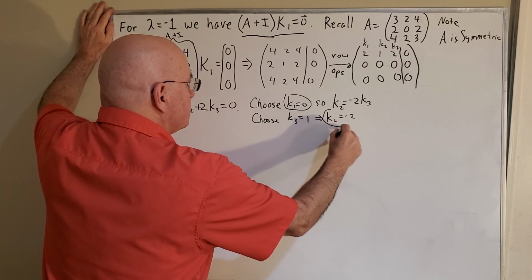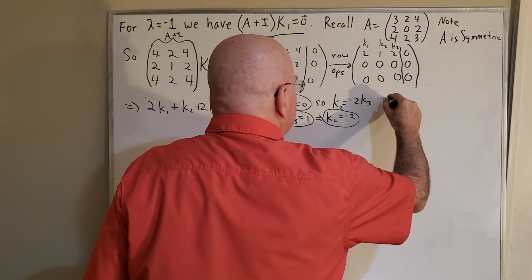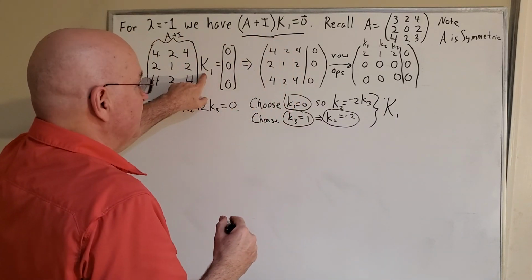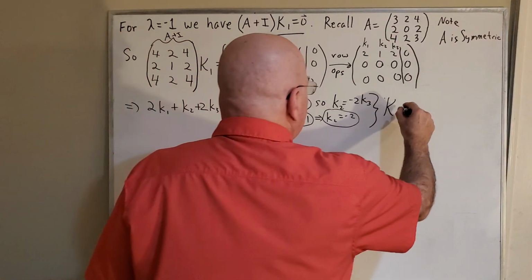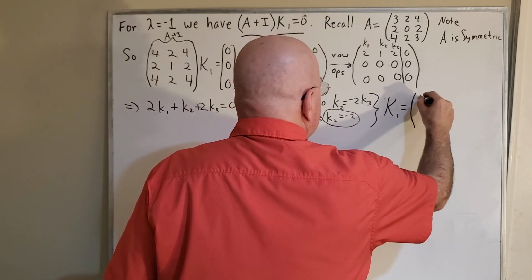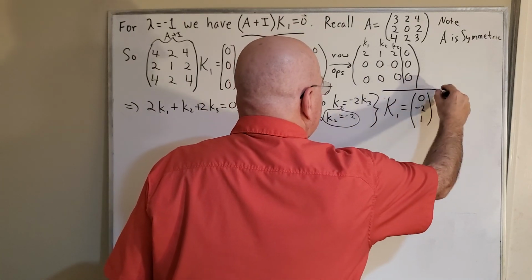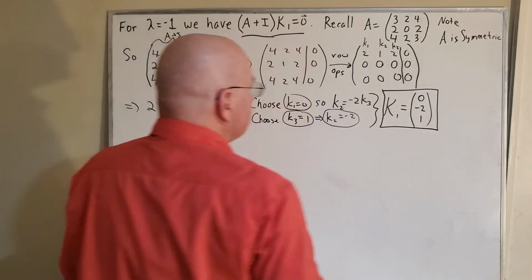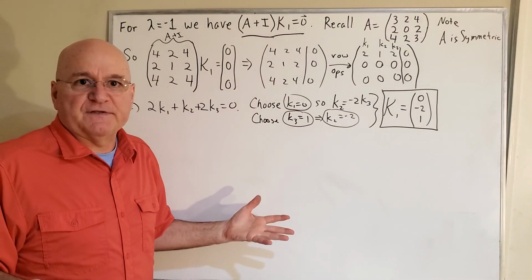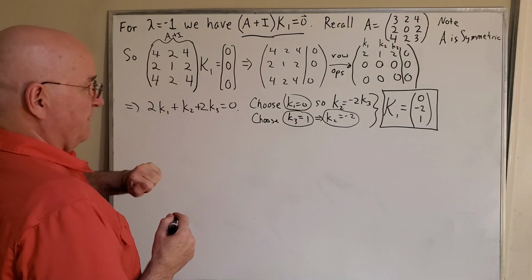This is one eigenvector. I'll call it capital K1. Well, that's what I called it up here. K1 equals, let's see, K1 is a 0, K2 is -2, K3 is 1. All right, well, this time we're going to do it again, but we're going to choose something different. I'm not going to choose K1 equal to 0. Maybe I choose K3 equal to 0 this time.